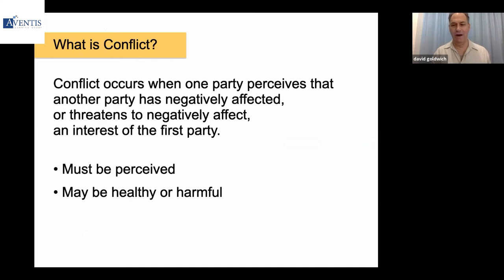The definition I'm going to bother with today. Conflict is when one party perceives that someone else may negatively or adversely affect their interests. And there's two things you want to notice about this definition. First, it has to be perceived. So if you don't see it as a conflict situation, then in your mind, it doesn't exist.